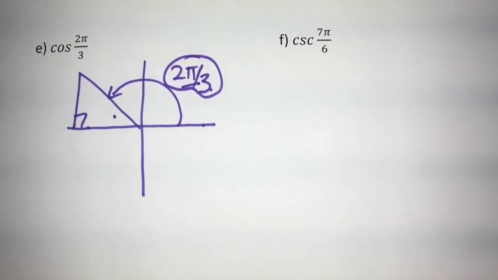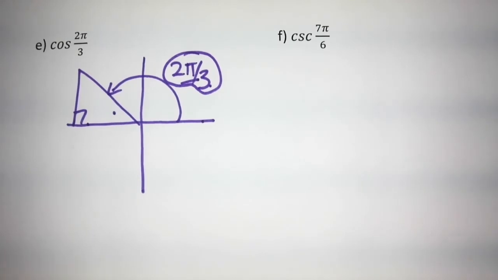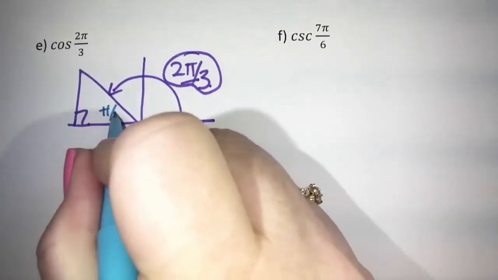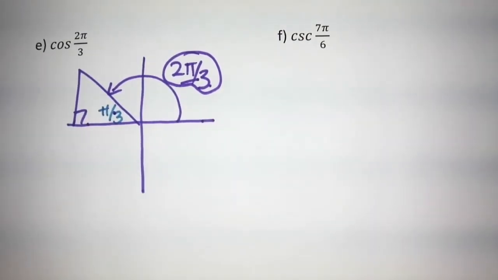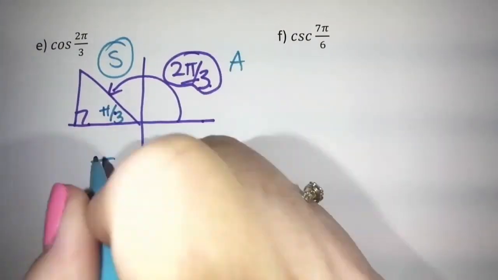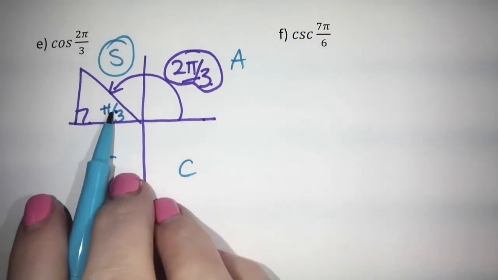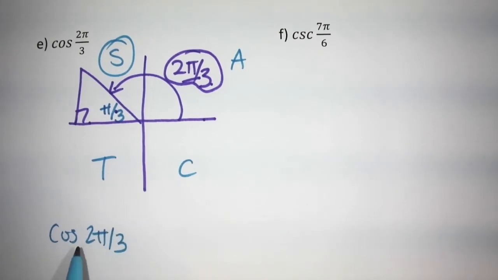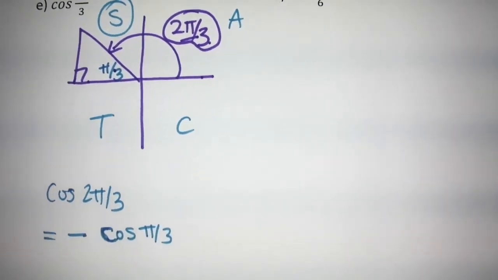So what's our angle left inside the triangle then? Well, 2/3 of pi plus how much of pi would be a whole pi? Think of it that way. 2/3 plus 1/3 would be a whole pi, so pi over 3. So we're looking at our CAST rule. We're in the sine quadrant, and we've got an angle that we're dealing with of pi over 3. So cos 2 pi over 3, if we're in the sine quadrant, is going to be negative cos pi over 3. So in the sine quadrant, cos is negative.